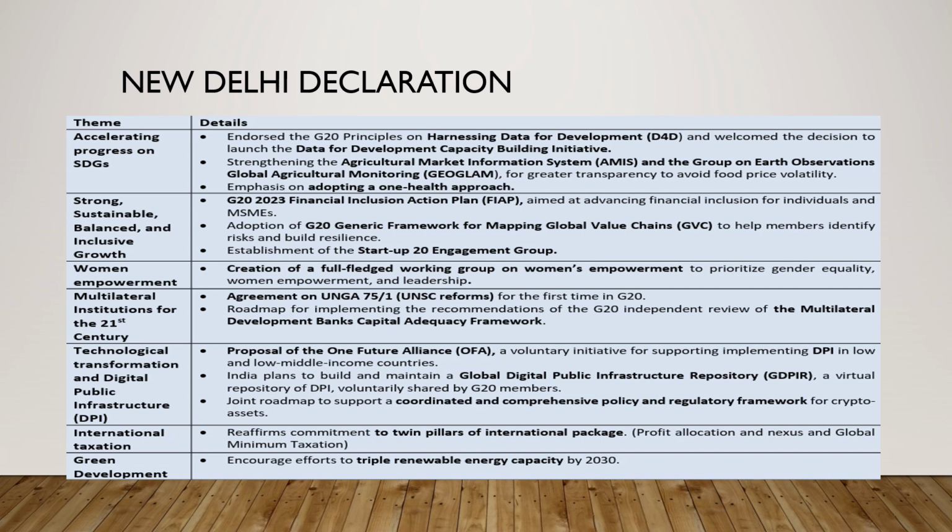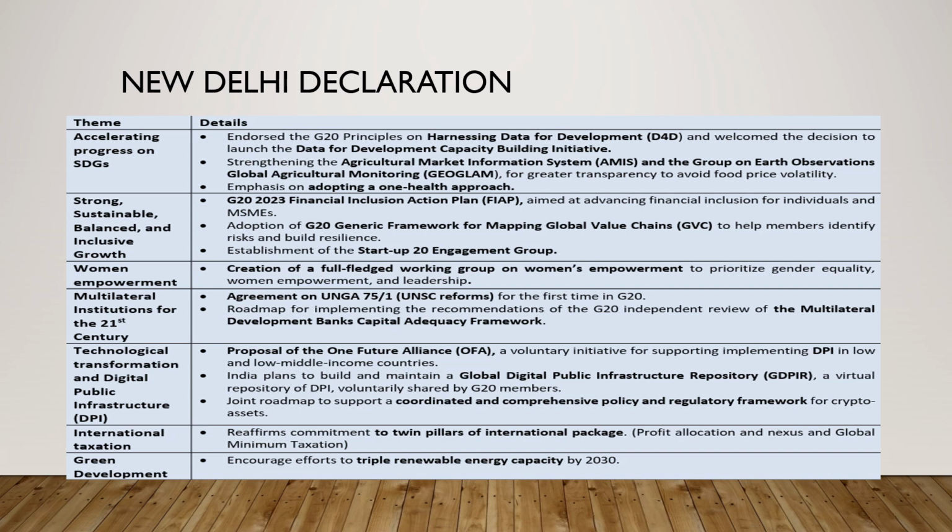Then we have women empowerment. Here we should know the creation of a full-fledged working group on women's empowerment to prioritize gender equality, women empowerment and leadership. Then we have multilateral institutions for the 21st century: agreement on United Nations General Assembly 75 and UNSC reforms for the first time in G20. Also, a roadmap for implementing the recommendations of the G20 independent review of the multilateral development banks' capital adequacy framework.